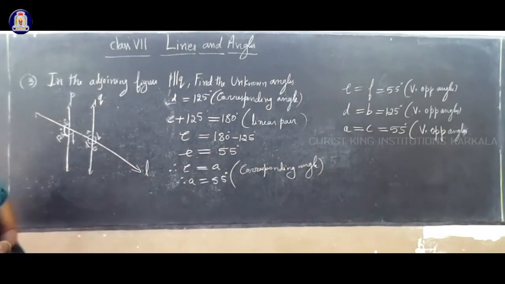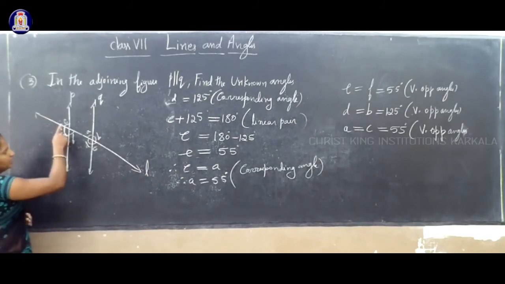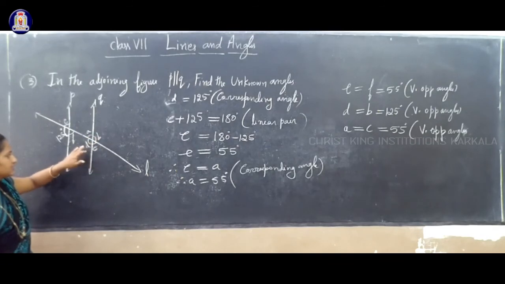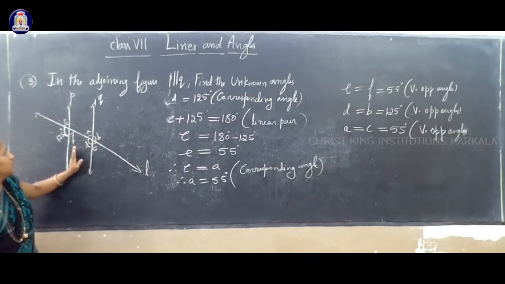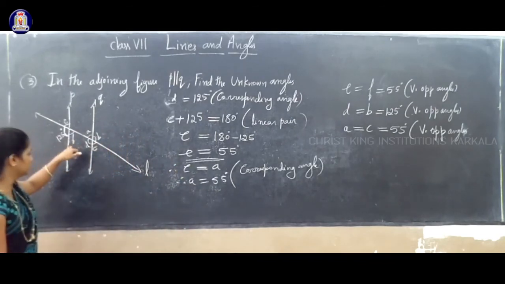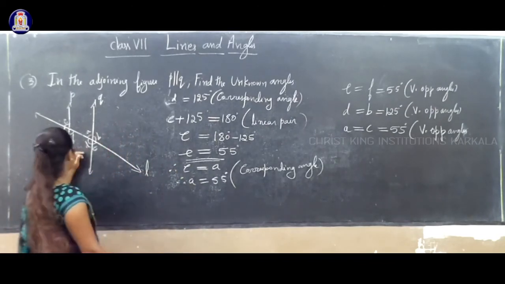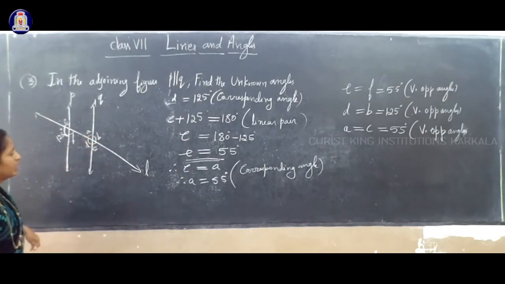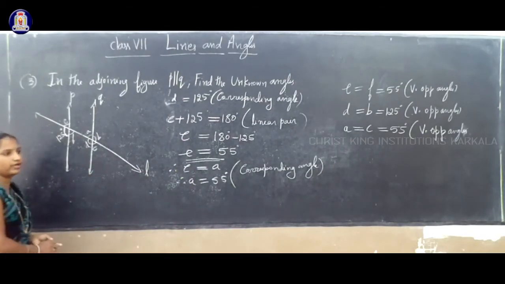So now if you want you can write the values for angle E and angle F, angle A, angle B, angle C and angle D. Clear? So angle E we got 55 and angle F is 55 degrees. Angle A is 55. Angle C also 55 degrees, and angle B and angle D are 125 degrees. Clear?